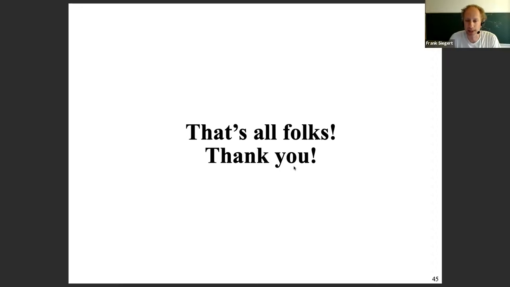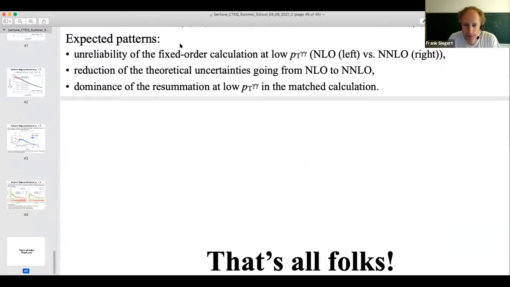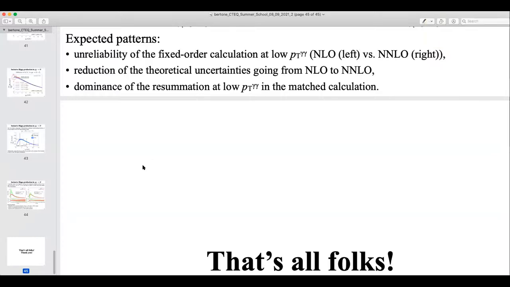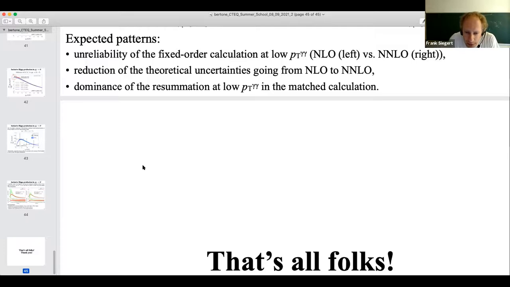I see one question in the chat already. I don't know if you can see it; I can read it out. What does it mean that we allow the photon to contribute to the proton structure on slide 17? Do we treat it as one of the quarks or gluons or the C quark? But why should we do that?